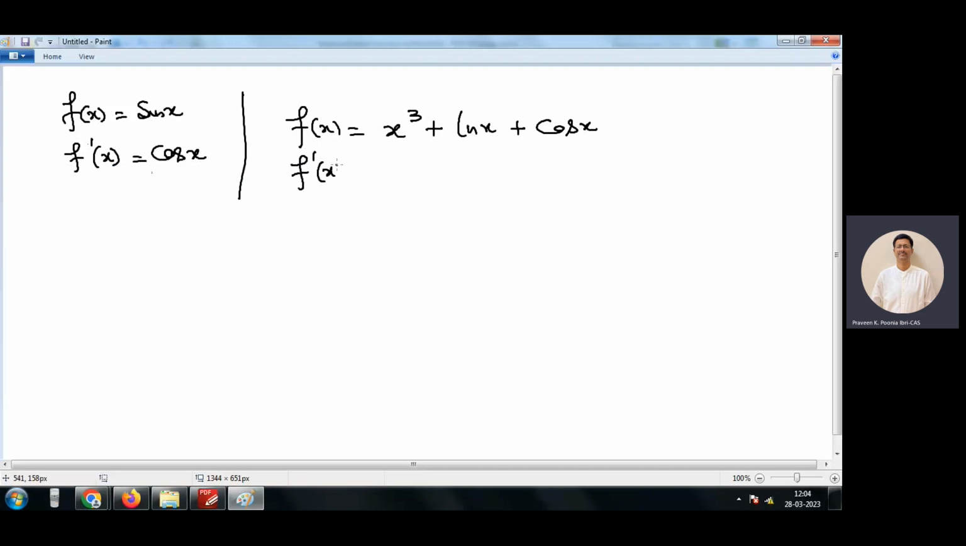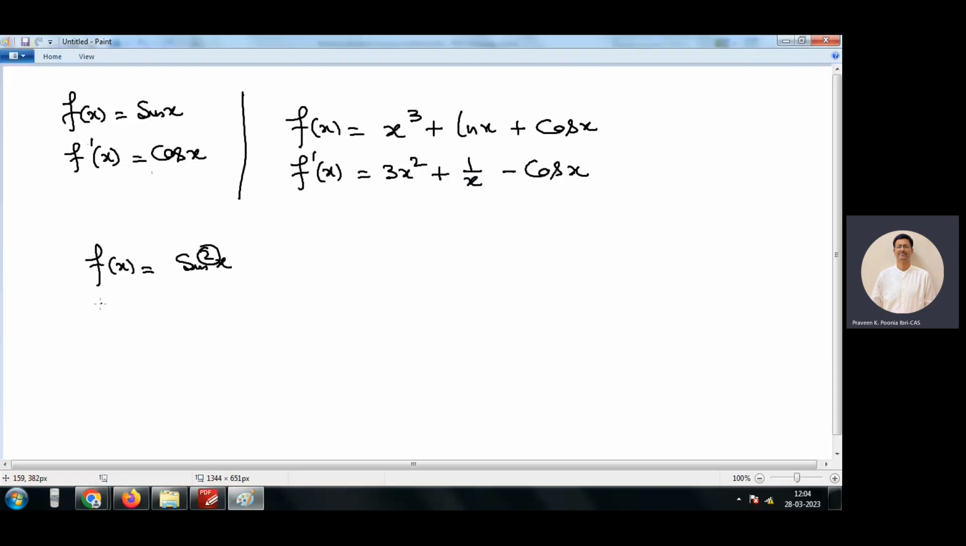So the derivative of this function is very easy. X power 3 will be 3x power 2. ln x will be 1 upon x, and cos x will be, it will not be plus, it will be minus sin x. This is how you can calculate the derivative. It is very, very simple. Clear? But if I add some complex function here, say for example, the simplest function is sin power 2 x.